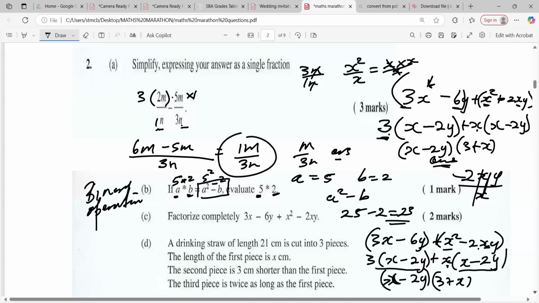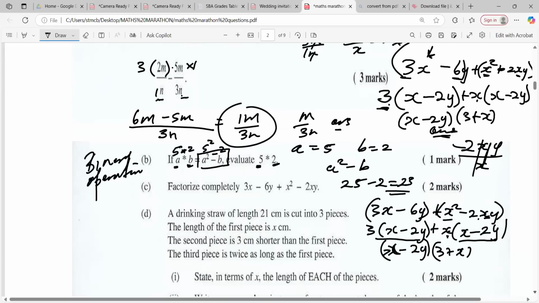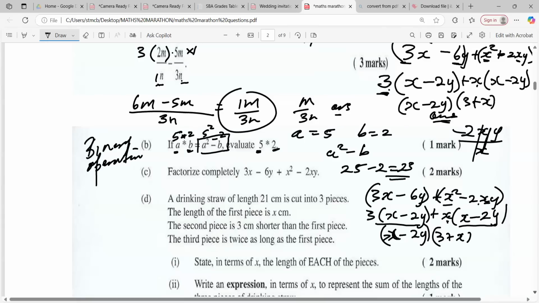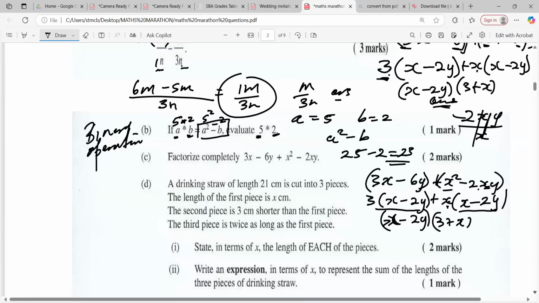All right, the next one says, a drinking straw of length 21 centimeters is cut into 3 pieces. The length of the first piece is x centimeters. The second piece is 3 centimeters shorter than the first piece. The third piece is twice as long as the first piece. And they say, state in terms of x the length of each of the pieces. That's 2 marks. And then they say, write an expression in terms of x to represent the sum of the lengths of the 3 pieces of drinking straw.